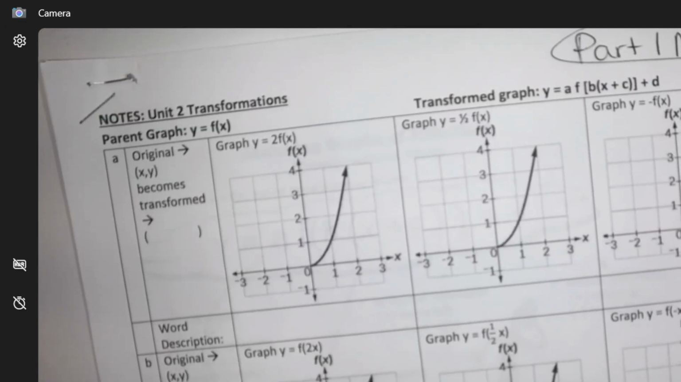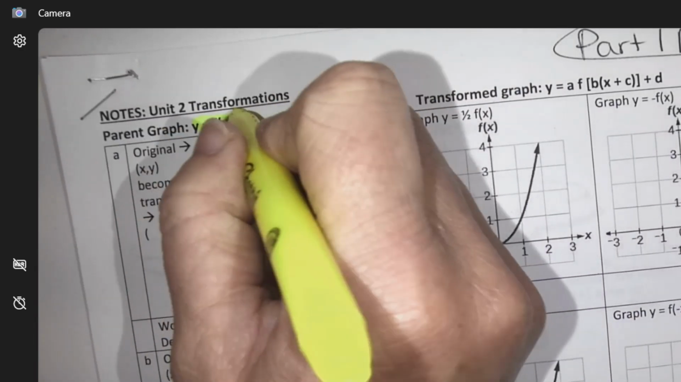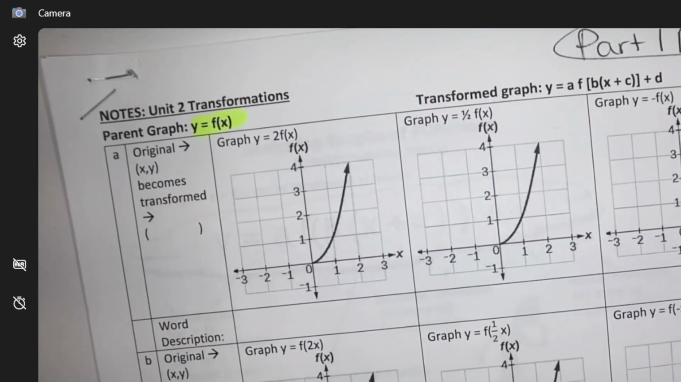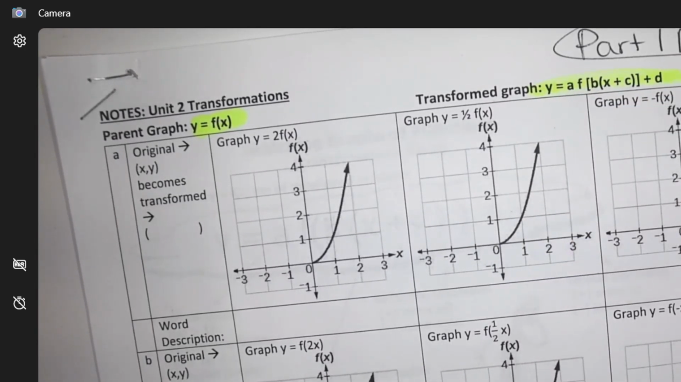So this unit is going to talk to us about how to do transformations on a graph. Okay, so we are just going to call any normal function y equals f of x, and then we're going to input transformations onto any function. You have done some of this in grade 11 when we graphed quadratics. Right? Remember us moving parabolas?